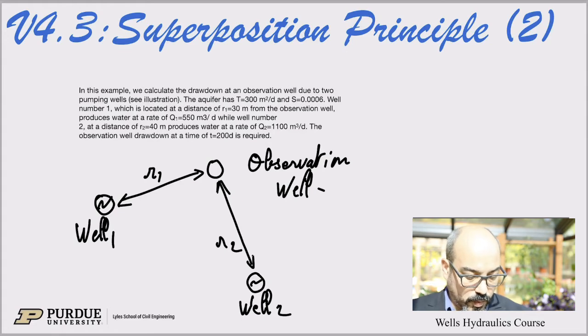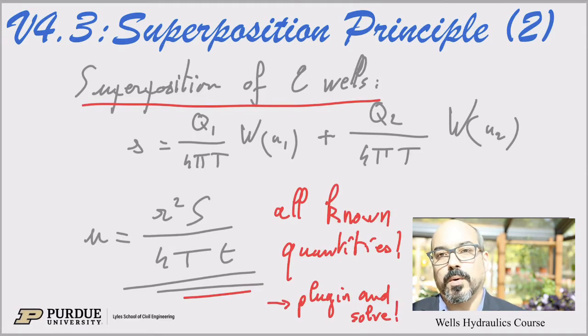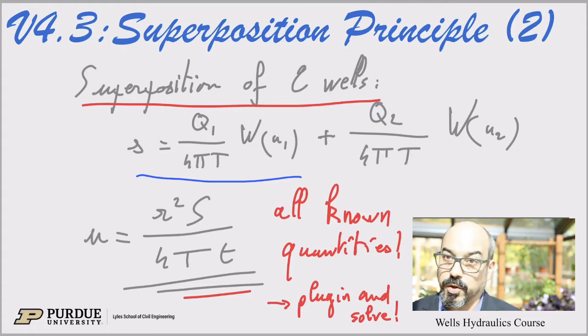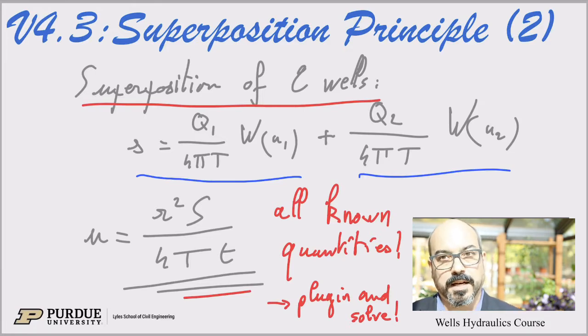We have the observation well and the two pumping wells, and we want to know what happens after 200 days. Now, we know what the drawdown in one well is, because that's our Wells function for a confined aquifer: Q over 4 pi T, W of u. We already know this, assuming this is a confined aquifer. Now on the right-hand side, again, superposition: we have two wells, so the drawdown from the two wells is the sum of the drawdown from each individual well. We can write this twice and we're done.